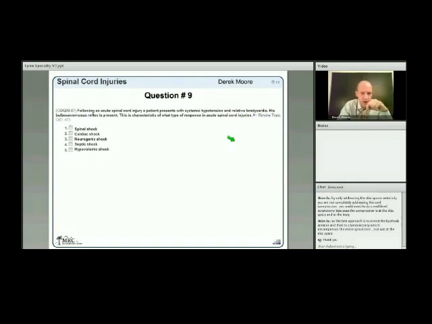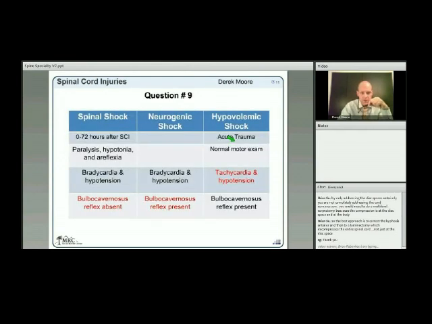Question: following an acute spinal cord injury, a patient presents with systemic hypotension and relative bradycardia. His bulbar cavernosus reflex is present. This is characteristic of what type of response to a spinal cord injury? So you need to be able to differentiate spinal shock from neurogenic shock from hypovolemic shock.